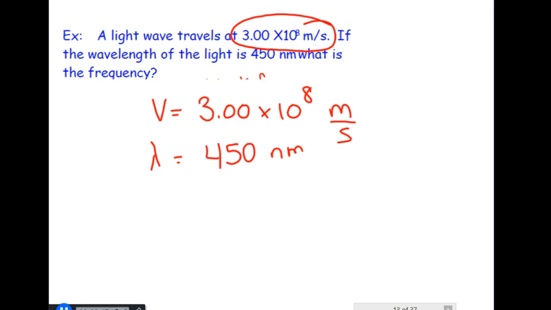Without even doing the math, can you spot an issue that we're going to have? Can you spot the issue? How big is a nanometer? How many nanometers are in a meter?